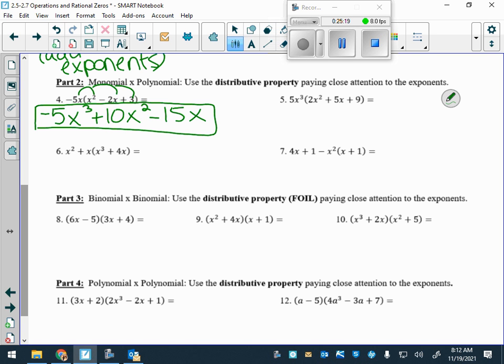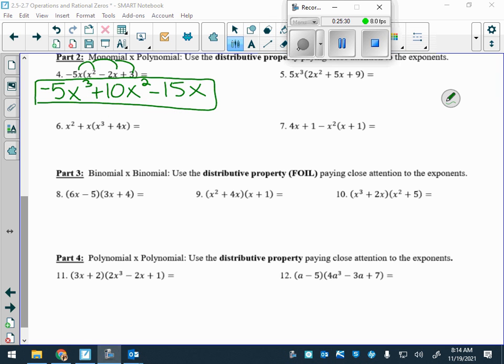Okay. All we're doing is distributing. So try 5 and 6. Okay, number 5. What do we have? Mia? Not 40. What would it be? 45. Excellent. Good. 10x to the 5th plus 25x to the 4th plus 45x cubed. How many of you guys got that? Perfect. Awesome. How about 6?